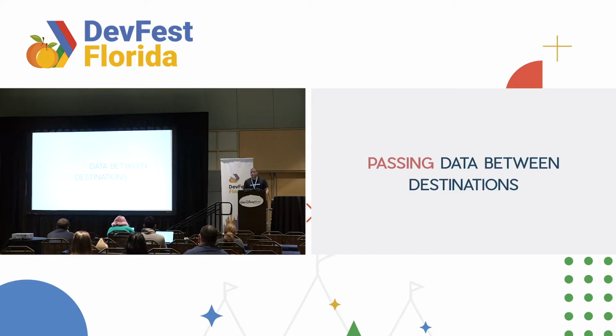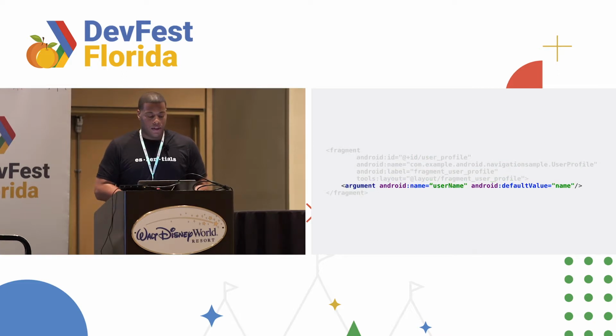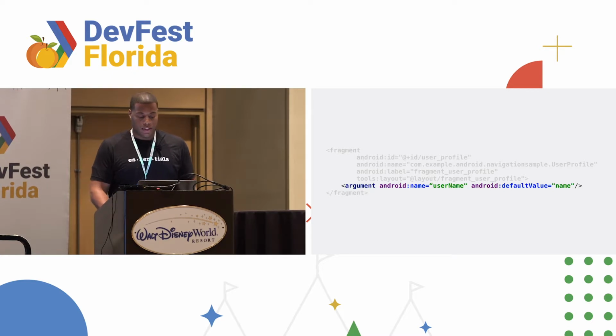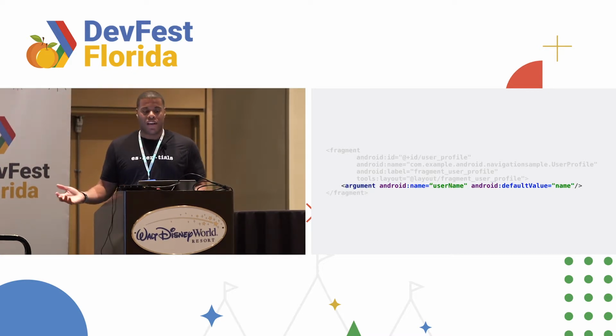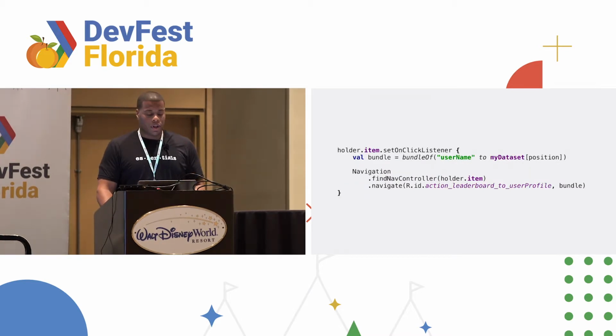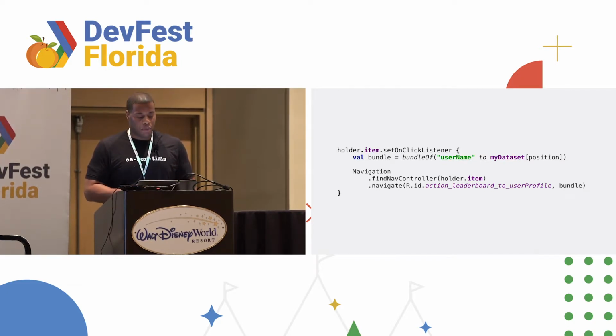So finally, how do we actually pass data between destinations? It's actually pretty simple. This is a snippet from the navigation graph, and this is where this argument right here, I'm actually passing a username to the destination, and I'm providing a default value of name. So when you actually want to use this in code, what you simply do is you get your reference to whatever data you want to pass to your destination, and you envelop that in a bundle. So basically wrap that in a bundle. That's what I'm doing here.